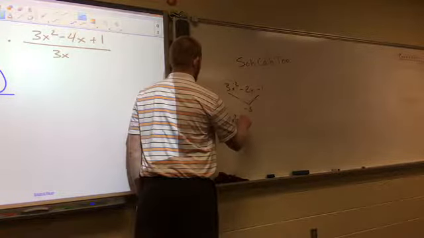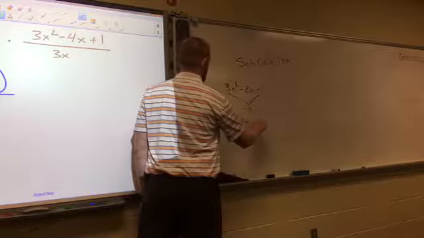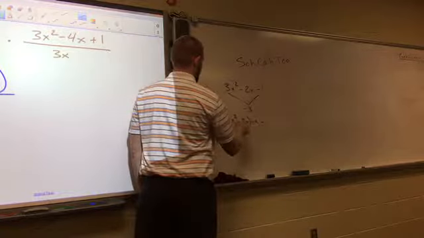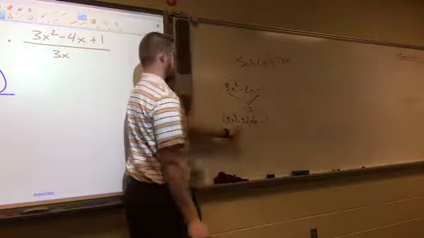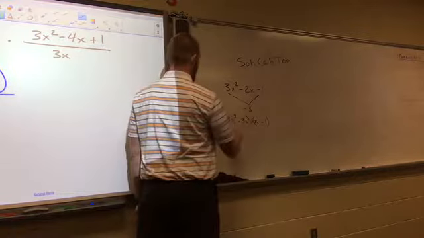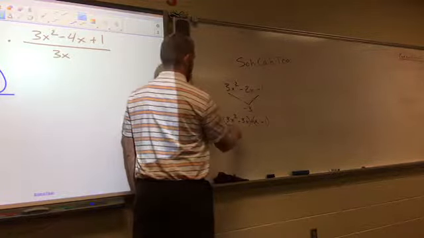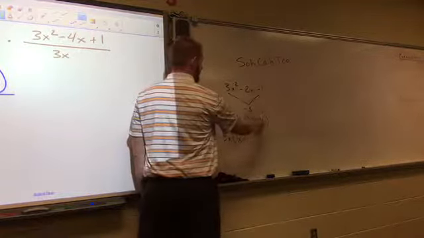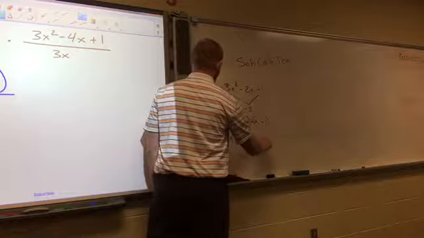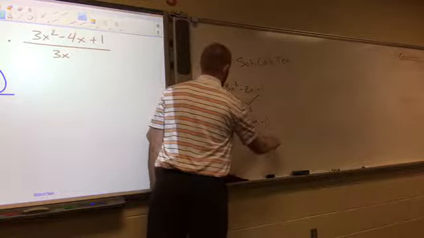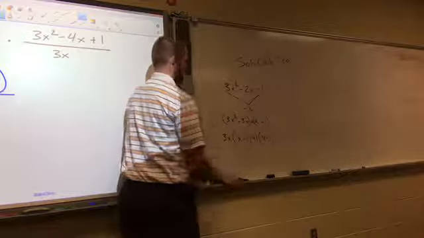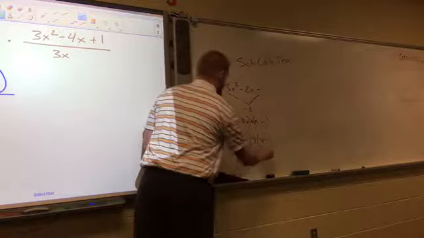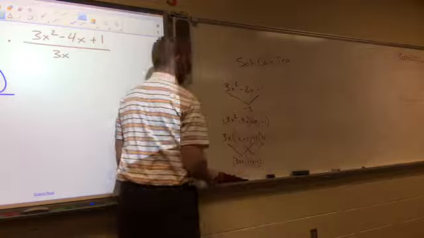So I have 3x squared minus 3x plus x minus 1. Group them. What can I take out here? 3x. And I have x minus 1. What can I take out of there? A 1. You got to take something out. If it's just a 1, that's fine. So then these two go together, and I get 3x plus 1 times x minus 1.